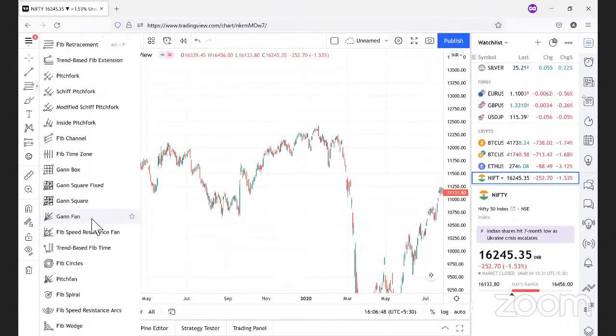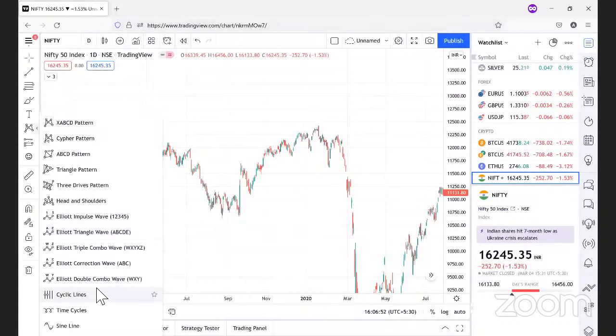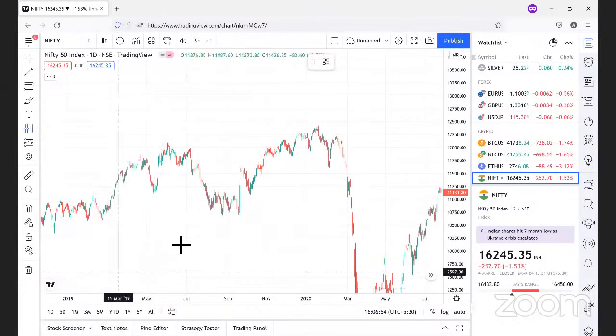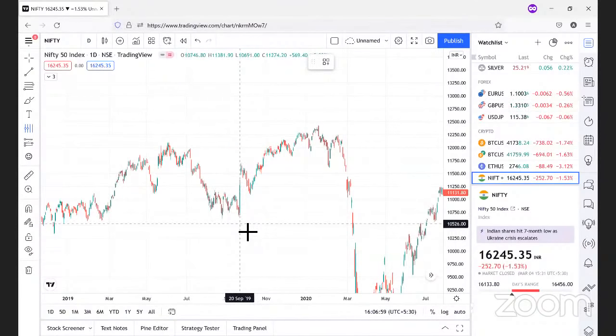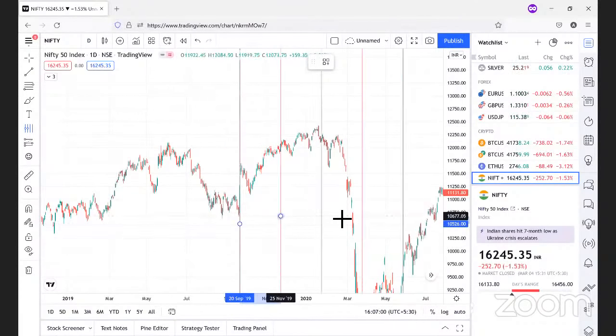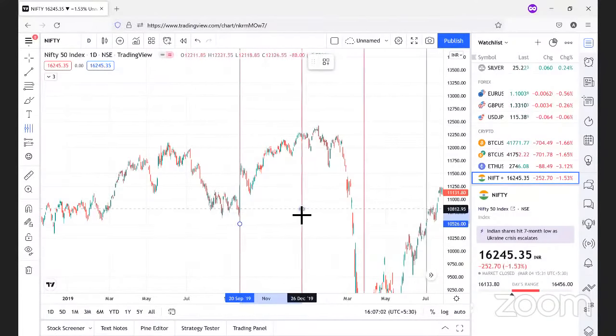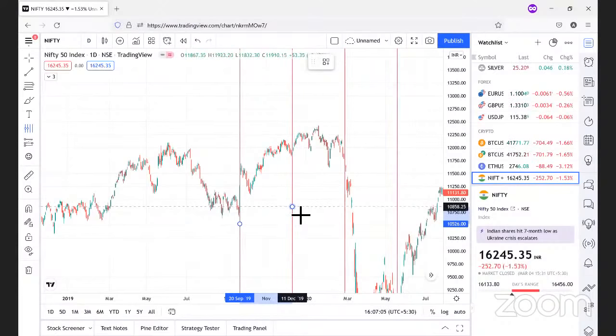This is the time cycle. How to plot it? You have to come on the right side, select cyclic lines and start from here. I'm starting from here. This is from where the 55-day cycle started, and this is the low of that cycle approximately here.